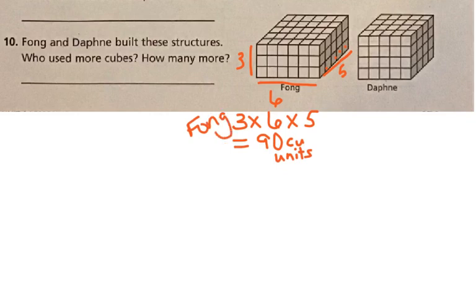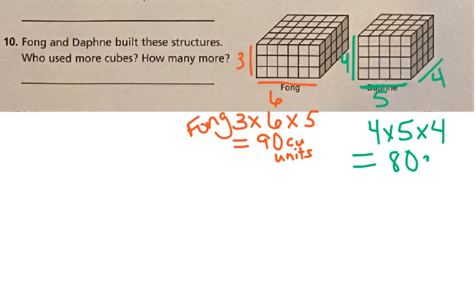And then we need to do the same thing for Daphne to figure out what she has. And here we have her height. I'm going to erase this. We have her height of 4, and we have her width of 5, and we have a depth of 4, and we're going to do the same thing. 4 times 5 times 4 is 20 times 4, which is equal to 80 cubic units for Daphne.